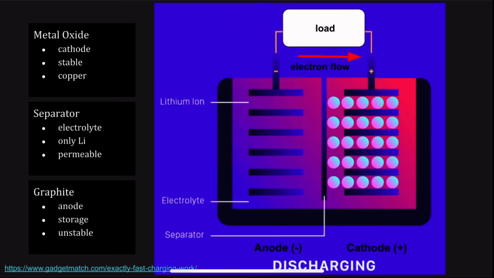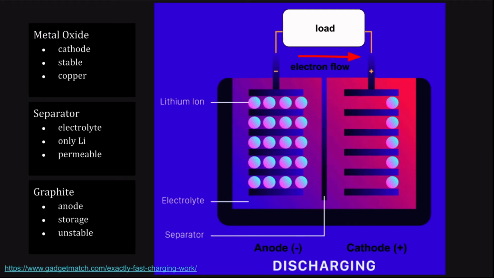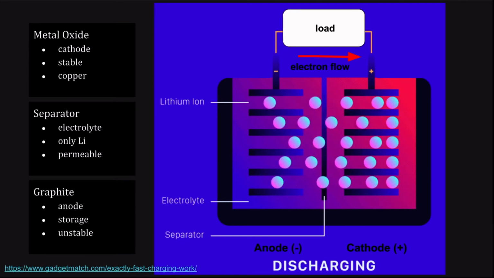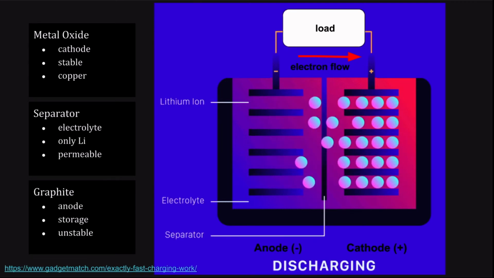When the battery is discharging or a load is attached, the positive ion will want to move back to its stable state where the metal oxide is. So then the ions will move through the electrolyte, while the electrons move through the external flow, again creating an electrical current.